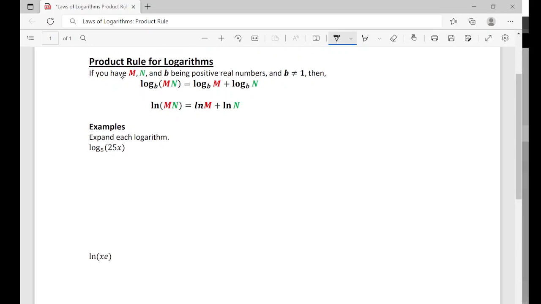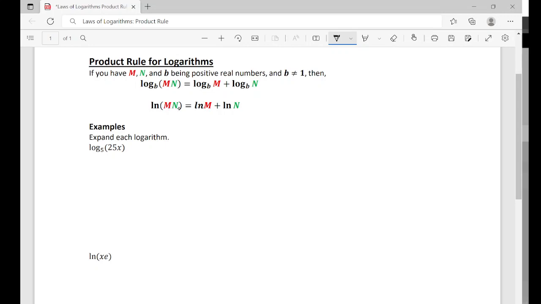It just states that if you have m, n, and b being positive real numbers and b is not equal to 1, then log base b of m times n is going to be log base b of m plus log base b of n. The multiplication inside the parentheses, inside the argument, becomes addition on the outside. And conversely, if you have two logs of the exact same base adding, you can bring them back together as multiplication. Same thing goes for natural log.